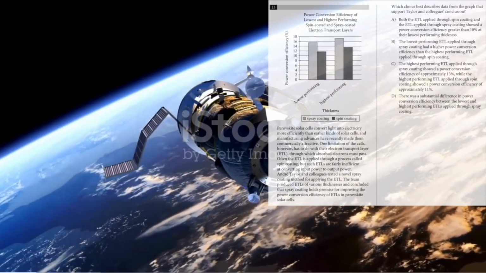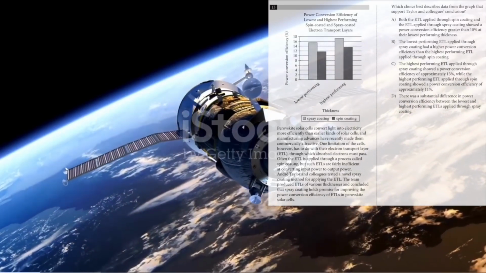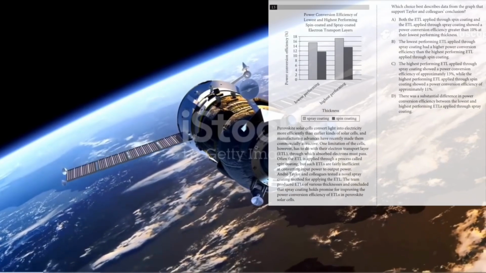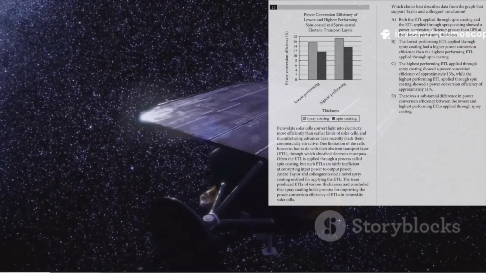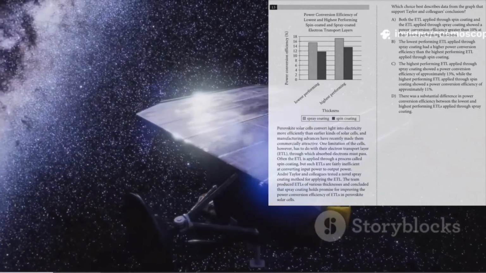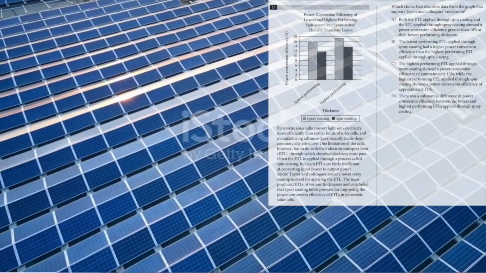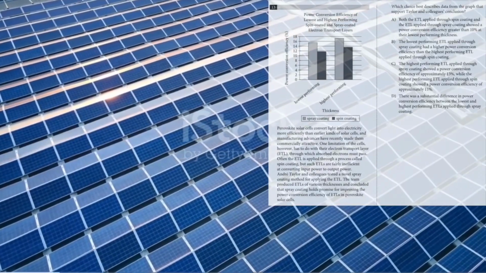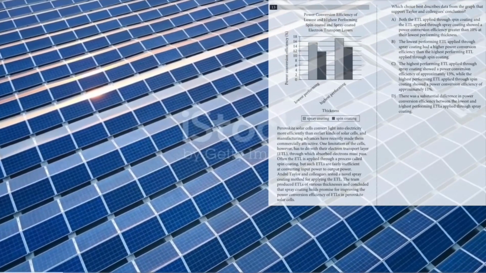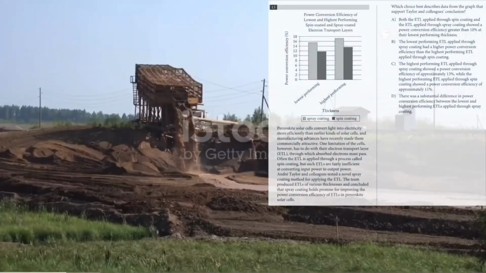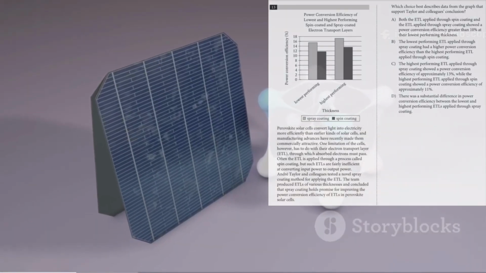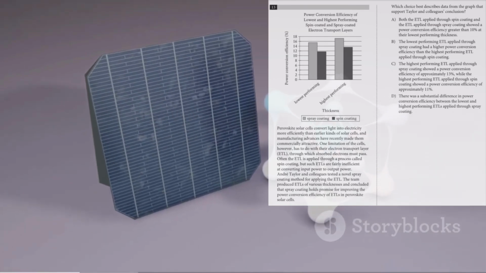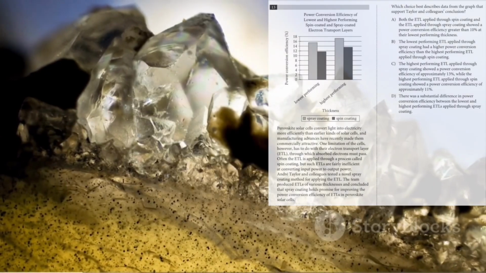Often, the ETL is applied through a process called spin coating, but such ETLs are fairly inefficient at converting input power to output power. André Taylor and colleagues tested a novel spray coating method for applying the ETL. The team produced ETLs of various thicknesses and concluded that spray coating holds promise for improving the power conversion efficiency of ETLs in perovskite solar cells. Which choice best describes data from the graph that support Taylor and colleagues' conclusion?